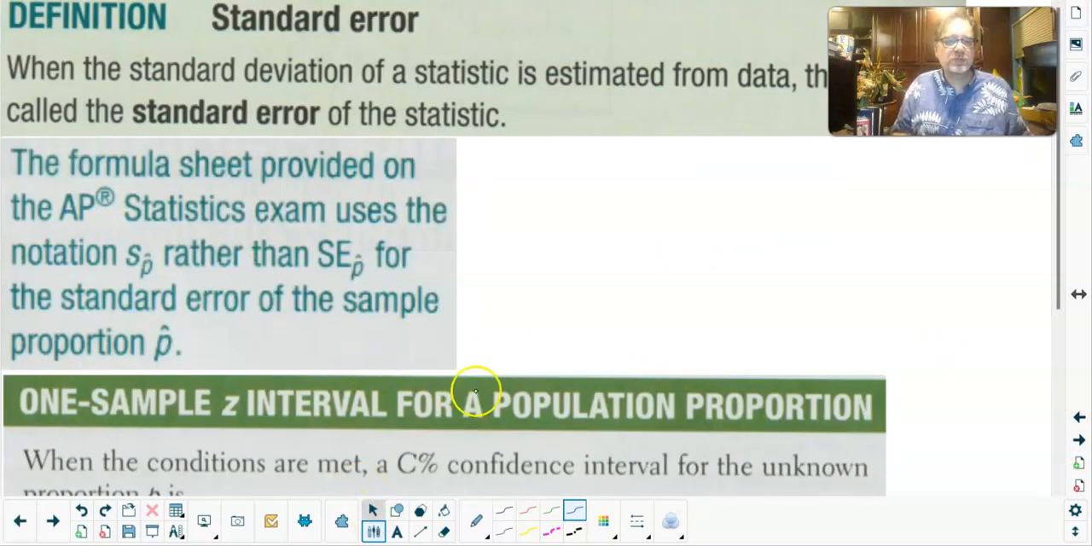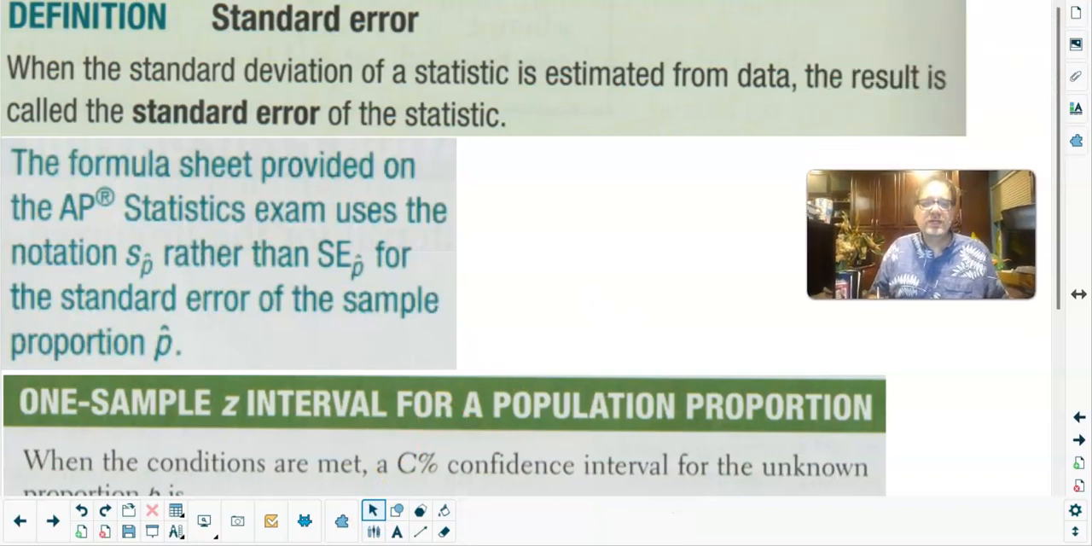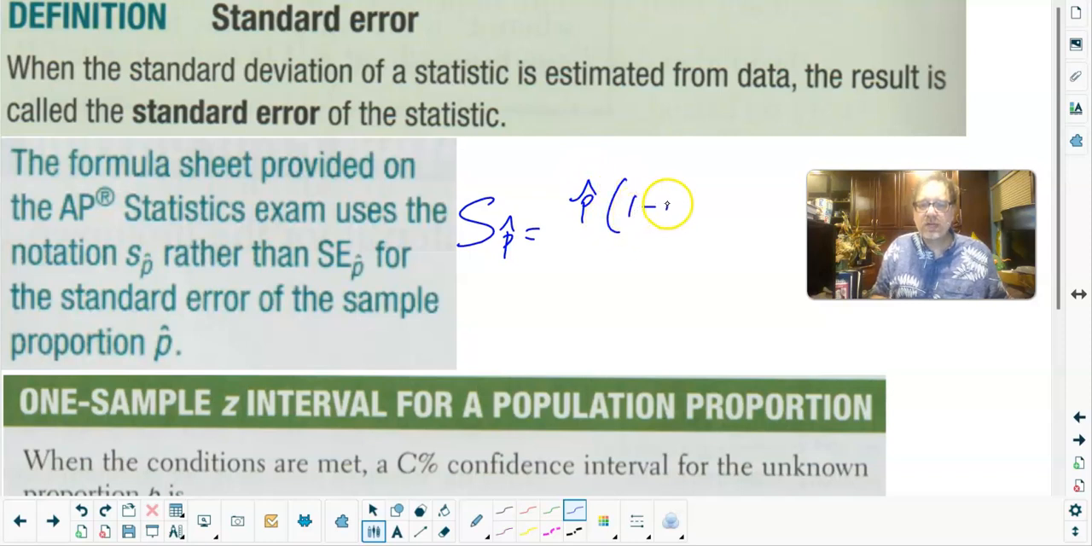I already used this word, standard error. So when the standard deviation of a statistic is estimated from data, that result is called the standard error of the statistic. And again, my formula sheet is not going to say standard error of p hat. It's going to say S sub p hat equals p hat times 1 minus p hat all over n, and we take the square root of that whole thing.